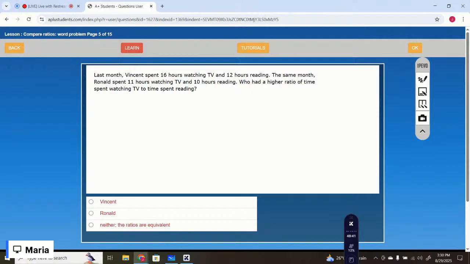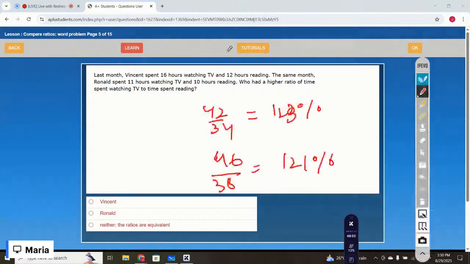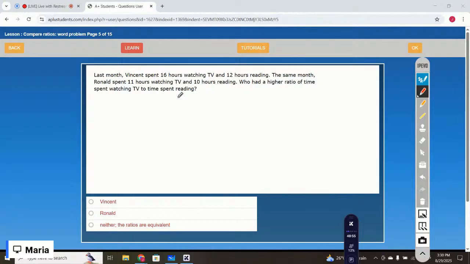Last month, Vincent spent 16 hours watching TV and 12 hours reading. The same month, Ronald spent 11 hours watching TV and 10 hours reading. Who had the higher ratio?